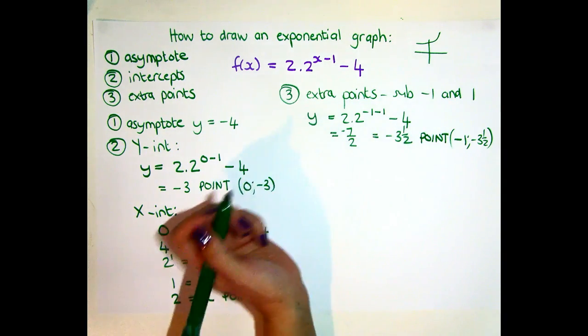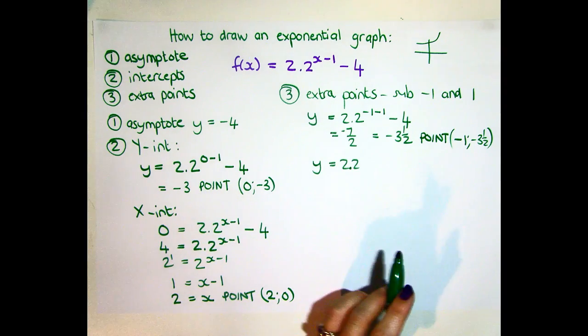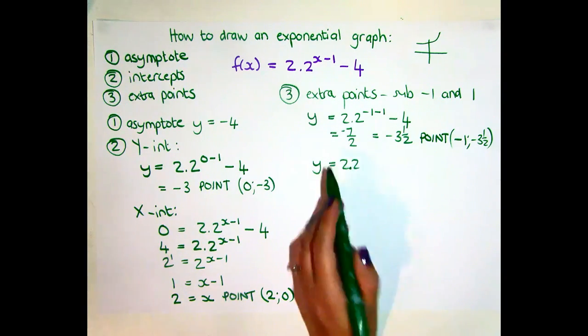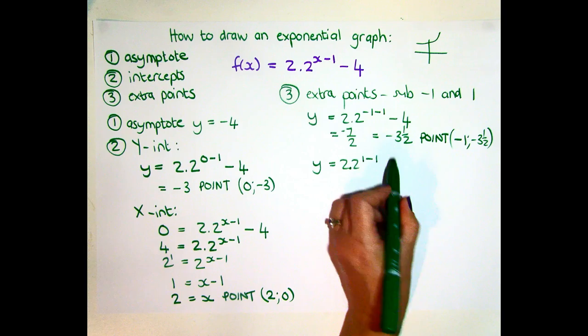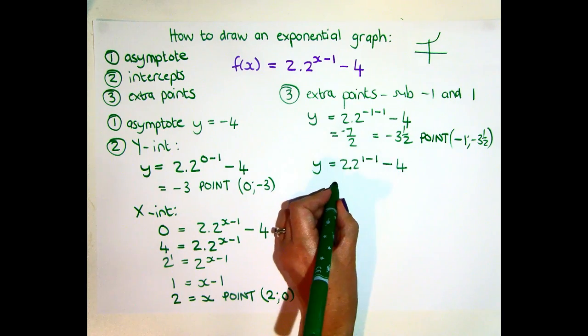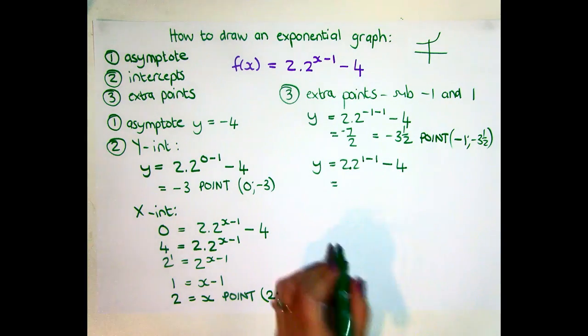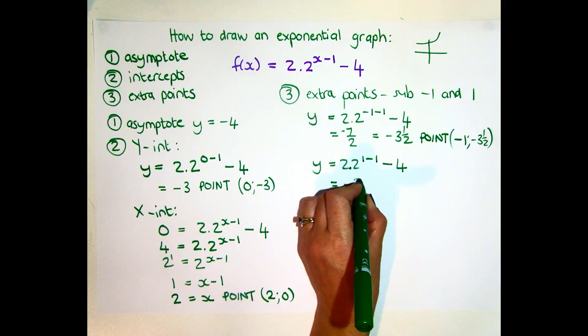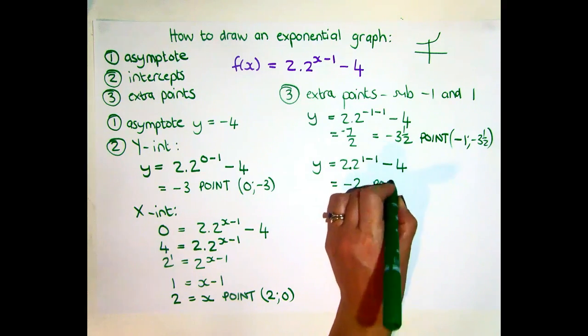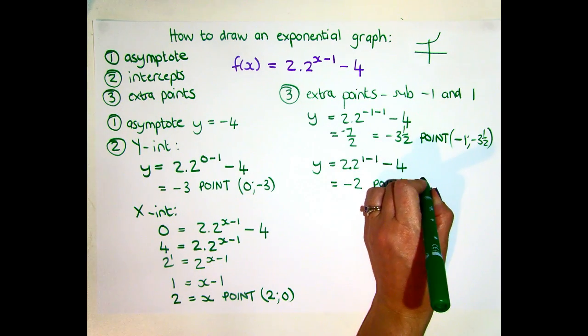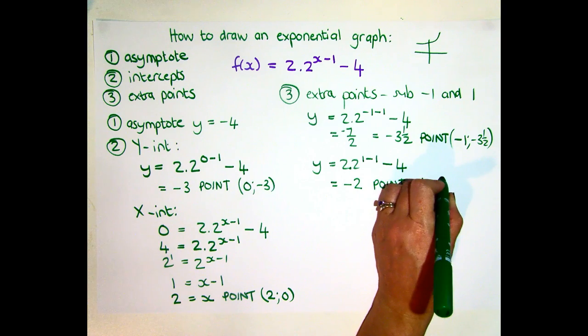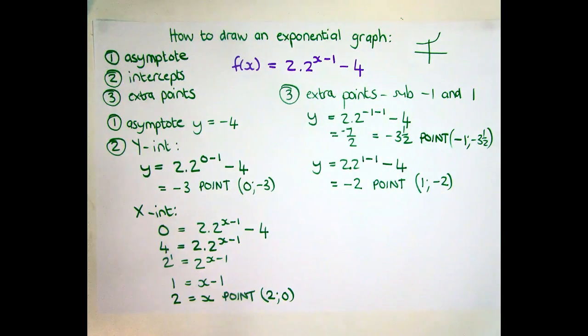Then we're going to sub in 1. I'm going to say y equals 2 times 2 to the 1 minus 1, and then subtracting 4 in the end. When I plug that into the calculator, I get out negative 2. That is then the point where x is 1 and y is negative 2. Now I'll be able to draw the graph with enough shape.